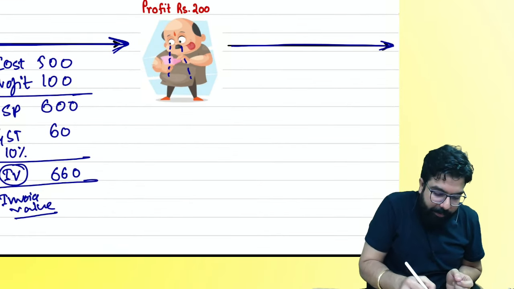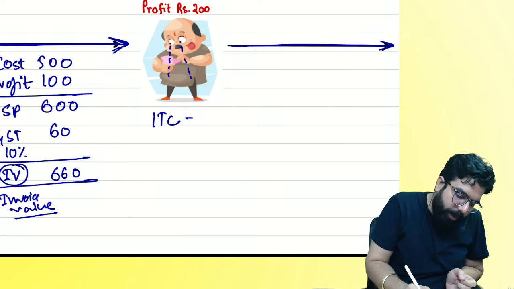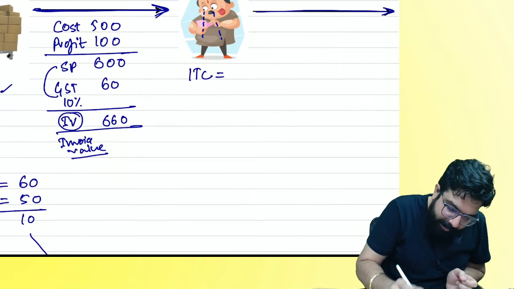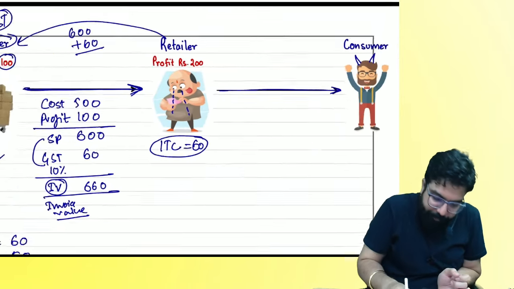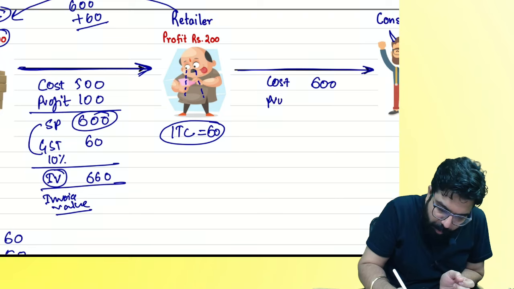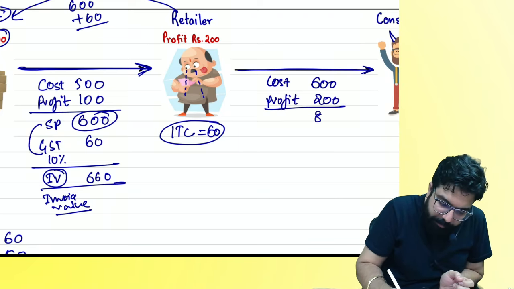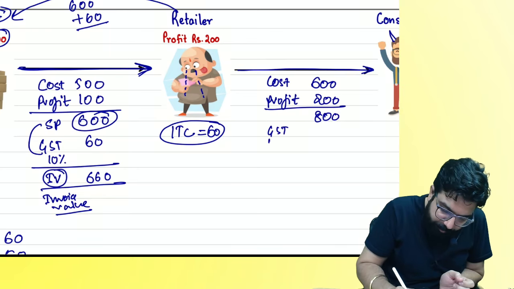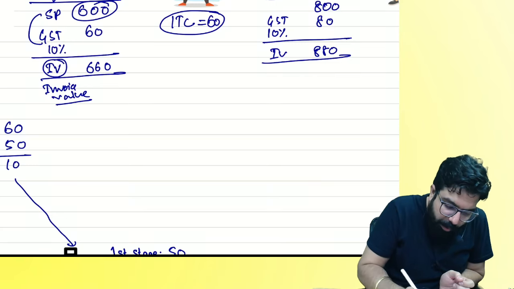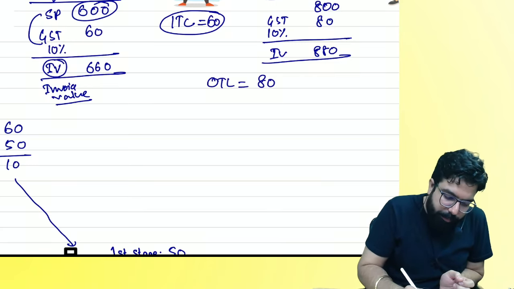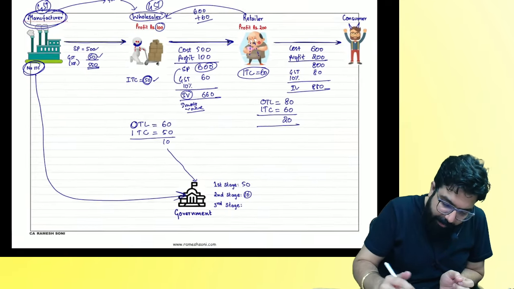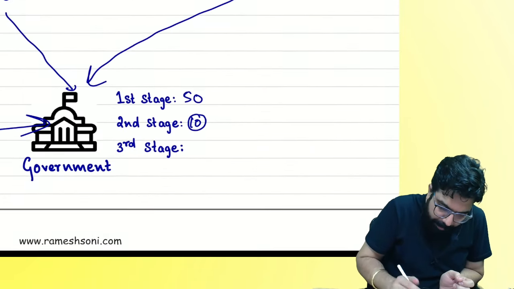Now, you tell me one thing. What is his input tax credit? How much tax did he pay? 600 rupees plus tax. Can you tell me the input tax credit? Are we all 100% clear? Okay. Can you tell me his cost? 600. He made a profit of how much? 200. How much is the total? How much is the GST? How much is the invoice value? Can you tell me the output tax liability? Louder. Input tax credit. 20. Can you tell me how much tax will be paid at the third stage to the government?